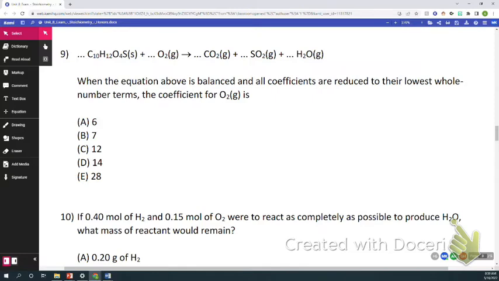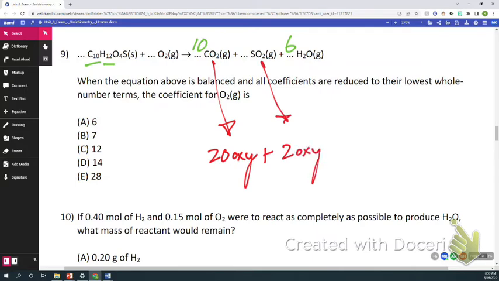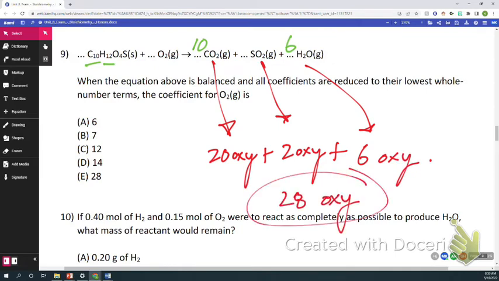Are we good with this one? There's 10 carbons, so I put a 10 here to make it 10 carbons. There's 12 hydrogens, so I put a 6 here to make it 12 hydrogens. Then oxygens, you have 20 oxygens here, 2 oxygens here, and 6 oxygens here. That's 28 total oxygens on the right. Over here on the left, I have 4 here already.